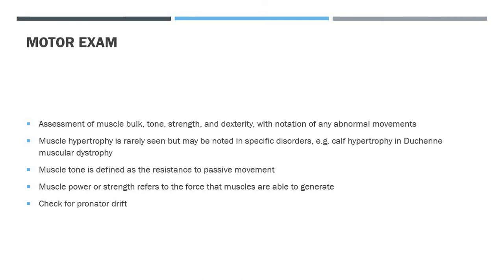Now, muscle tone is basically resistance to passive movement. If you think about when we have them push down on our hands with their feet on the fast exam, that's going to be a muscle tone test as well as strength. But muscle power or strength is how much force the muscle can generate. Is that equal on both sides? And then check for pronator drift, basically arm drift, where you have them close their eyes and hold out their hands. Does one drop or not?